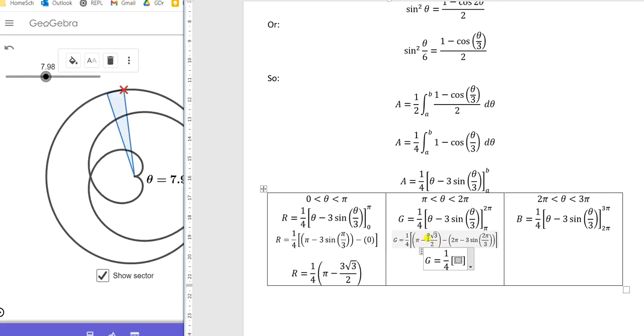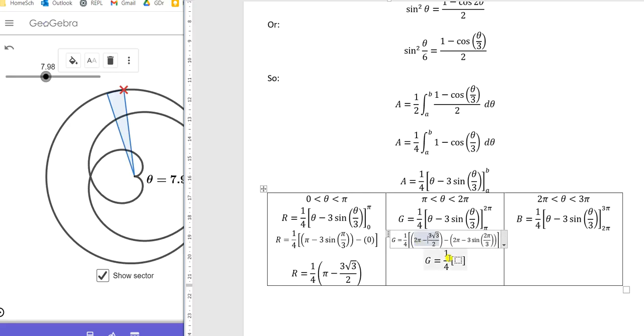So we have minus root 3 over 2. We have minus 3 root 3 over 2 from there, and we're taking away minus 3 root 3 over 2 from here, and therefore they cancel out. The only thing that's left is the pi and the 2 pi. I've just realized what I've done wrong in this one. I've put pi into the wrong side.